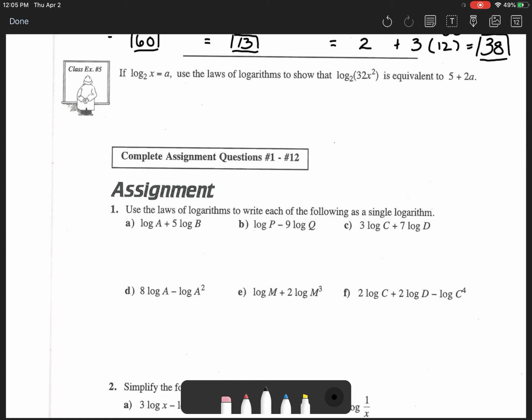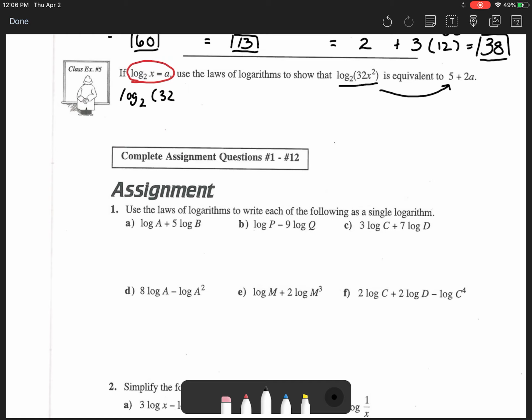Okay. All right, last question. And again, same kind of idea here. They give me a piece of information at the beginning of the question that's imperative to the rest. So if log base 2 of x equals a, use the laws of logarithms to show that log base 2 of 32x squared is equivalent to 5 plus 2a. So what that means is I'm going to start at this, and I should end up with that at the end of the question. Okay, so let's see what happens.